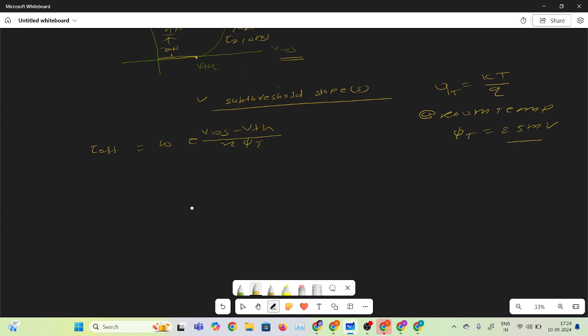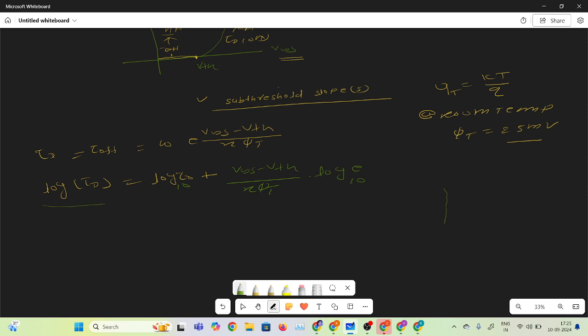The value of phi t, I think you already know, is 25 millivolt, yeah, 26 millivolt. If I take the log, assuming this is ID, so log ID equals log I naught plus (VGS minus VTH) divided by eta phi t, times log e to the base 10. I am considering the log on both sides, taking log base 10. So this is the log ID.